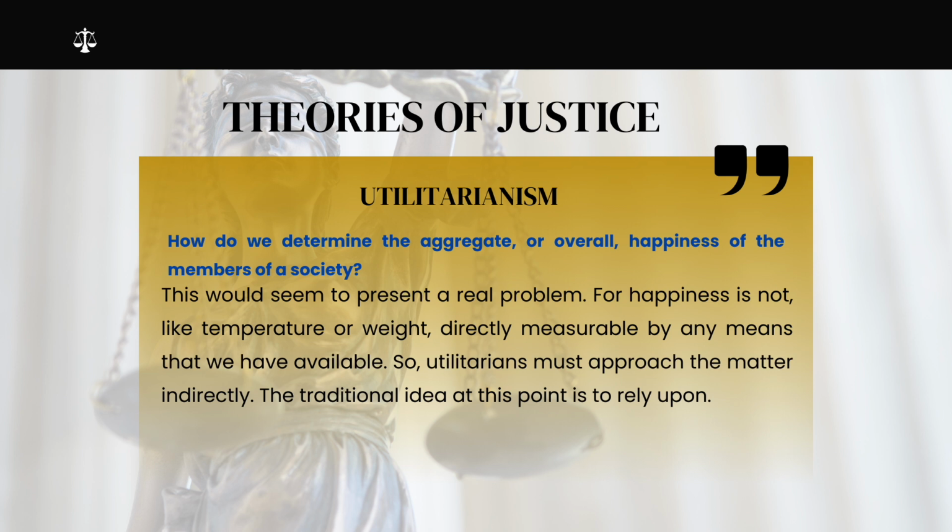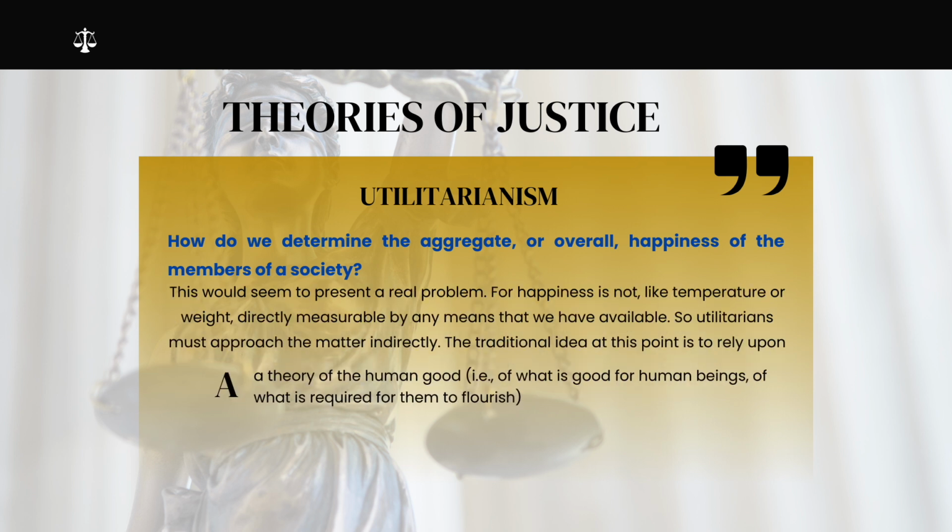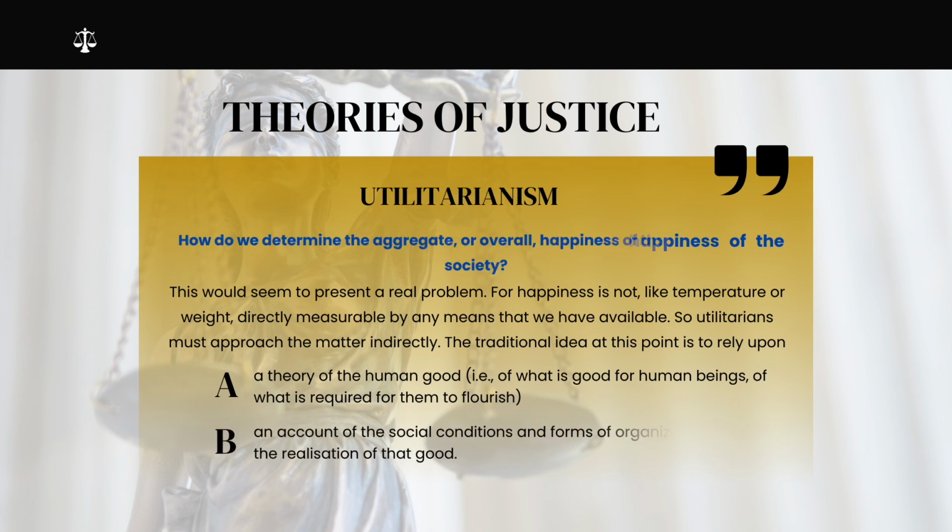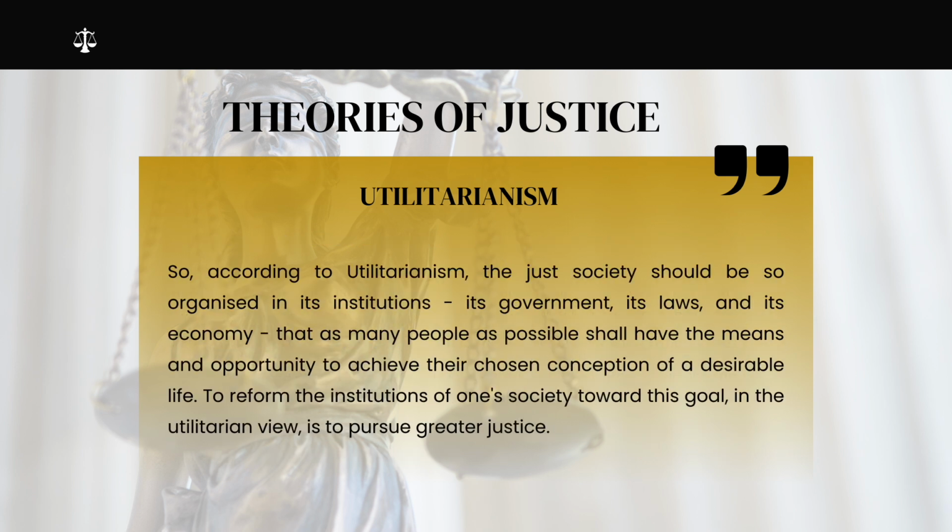The traditional idea at this point is to rely upon a theory of the human good, that is, what is good for human beings or what is required for them to flourish, and an account of the social conditions and the forms of organization essential to the realization of that good. So, according to utilitarianism, the just society should be so organized in its institutions, its government, its law, its economy, that as many people as possible shall have the means and opportunity to achieve their chosen conception of the desirable life. To reform the institutions of a society towards this goal is, in the utilitarian view, to pursue greater justice.